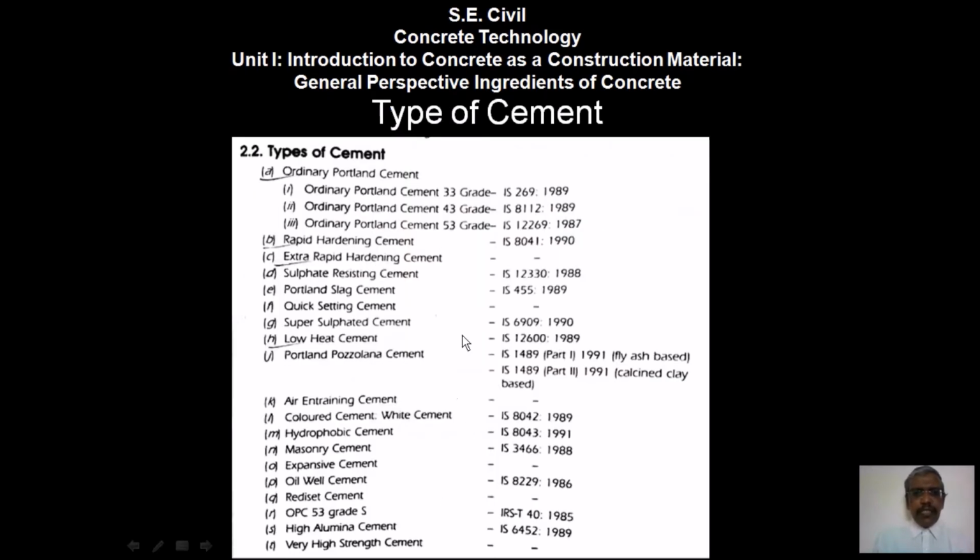Then we will see the type of cement. The types of cement are ordinary Portland cement. In that, 33 grade, 43 grade, 53 grade is also there. Rapid hardening cement, extra rapid hardening cement, sulfate resisting cement. Also it includes the Portland pozzolana cement. It is called the PPC. Then colored cement, white cement is also there.